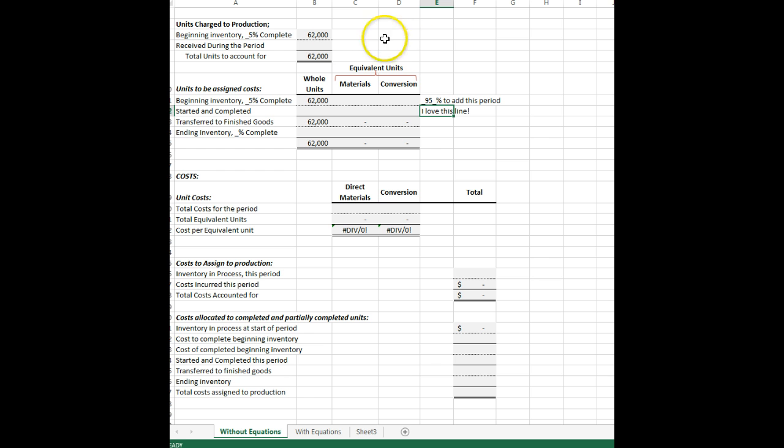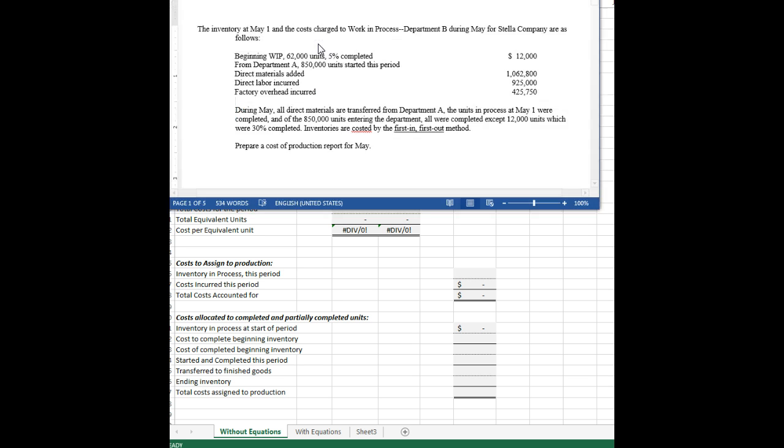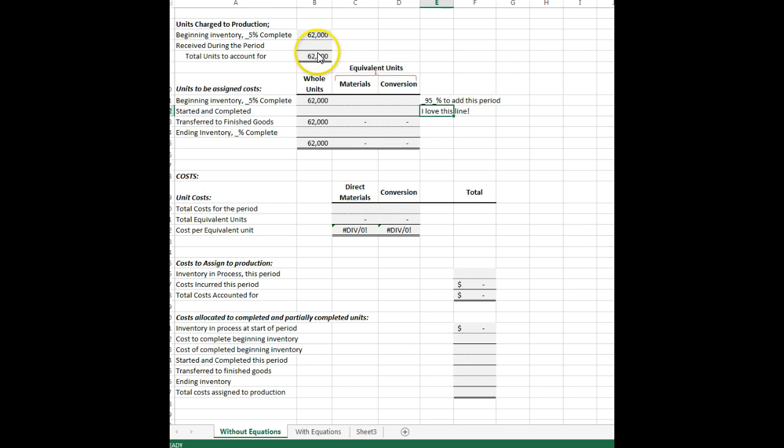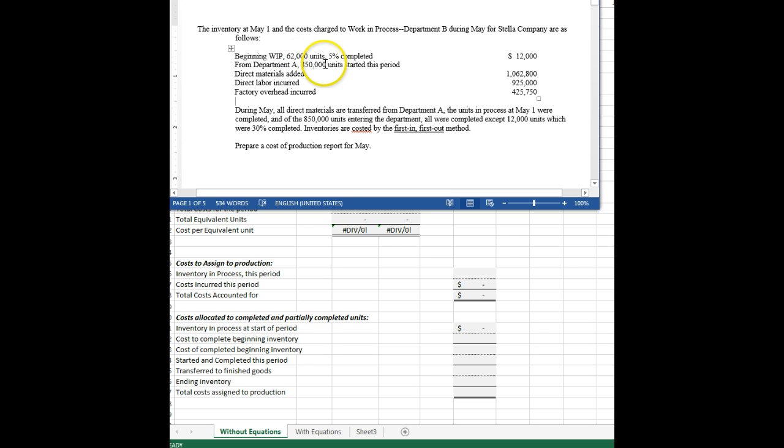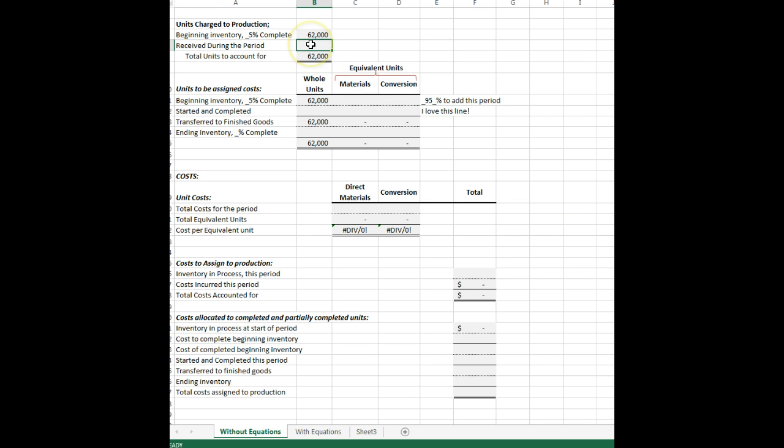All right, the number of units that were received during the period from another process or from raw materials, 850,000 units. See that? 850,000 units started this period. And so we have 912,000 units that we need to account for. Let's go down here and just do the whole units line before we do any of the extensions.